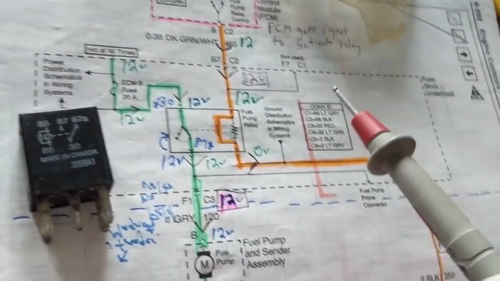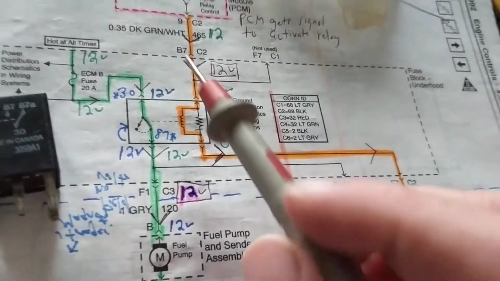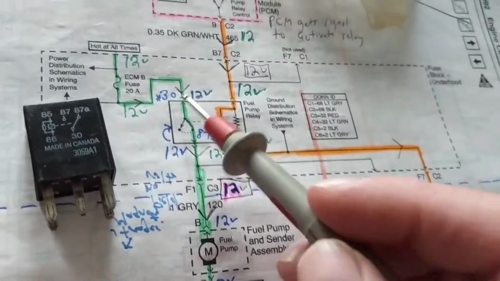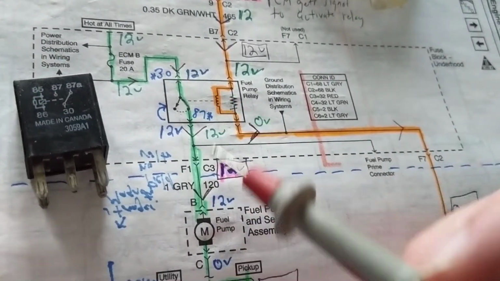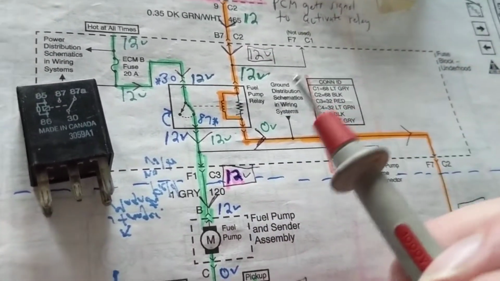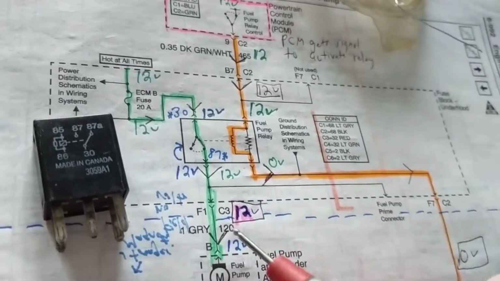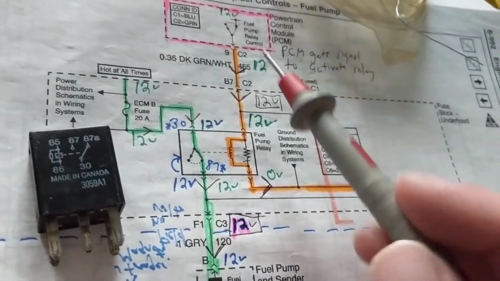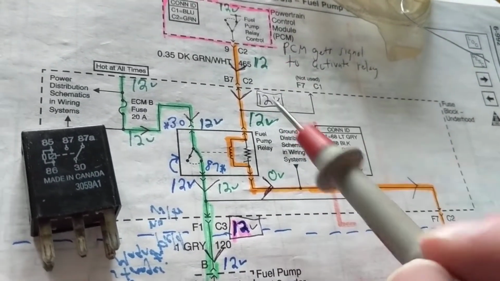How about the computer? How are you going to prove to me that the computer is working by jumping the side? You just proved to me that the fuel pump is working. Congratulations. You just saved yourself hundreds and hundreds of dollars. Great. What about the computer? How much do you think a new computer costs?